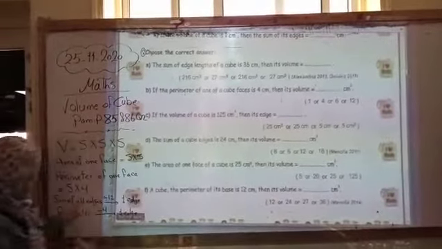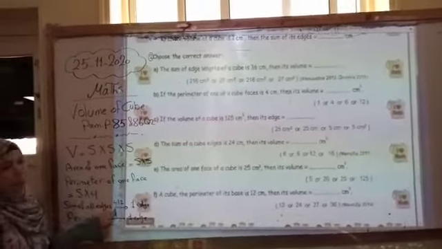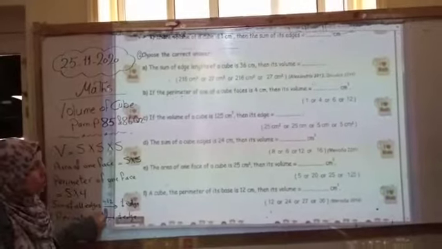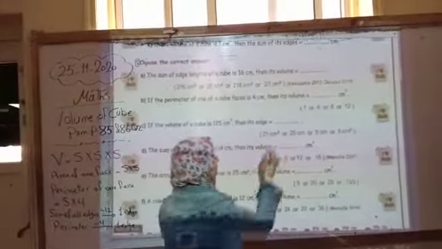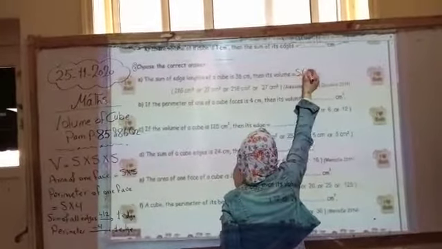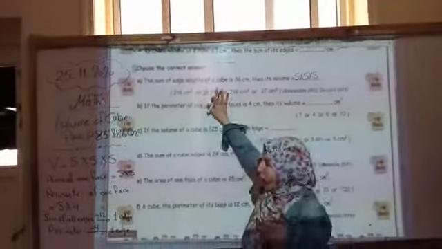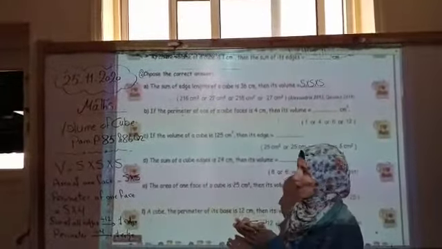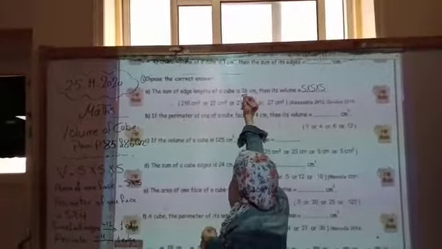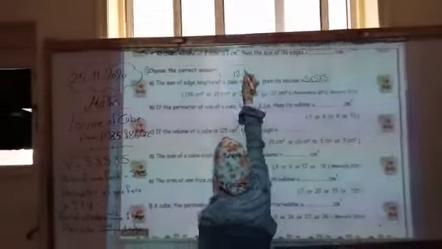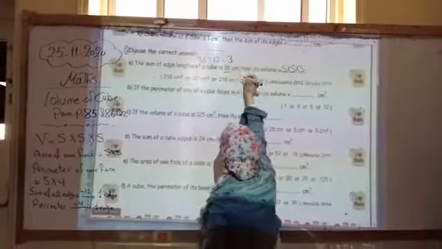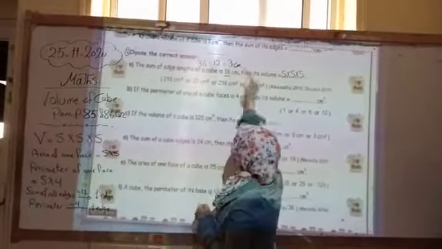I have the sum of all edges. I want the volume. How? I know that volume equals side by side by side. Here I don't have one side, I have the sum of all the sides. So I will make 36 divided by 12 first. 36 divided by 12 equals 3 centimeters. This is one side.